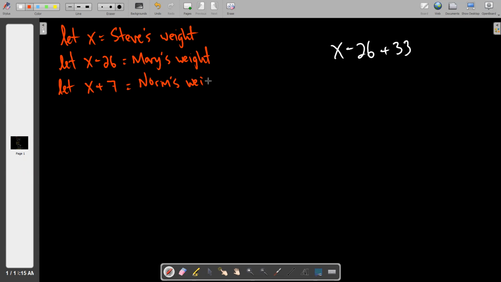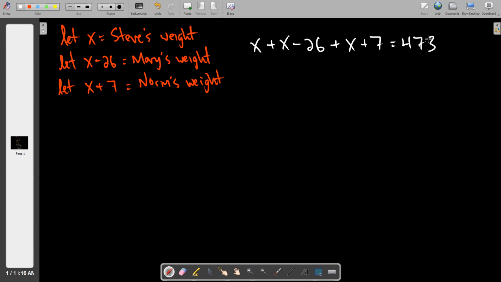So I just made a little algebra error. That's awesome. So I'm going to say that the 3 of them added together weigh 473 pounds. So Steve plus Mary plus Norm is equal to 473 pounds. Everything's still looking correct. It's here that I made a boo-boo.